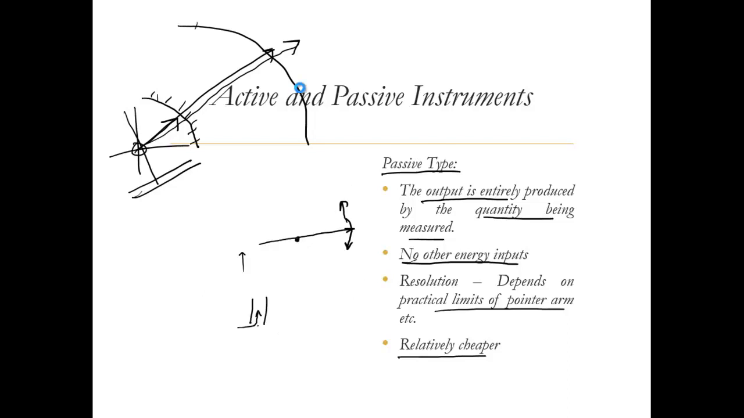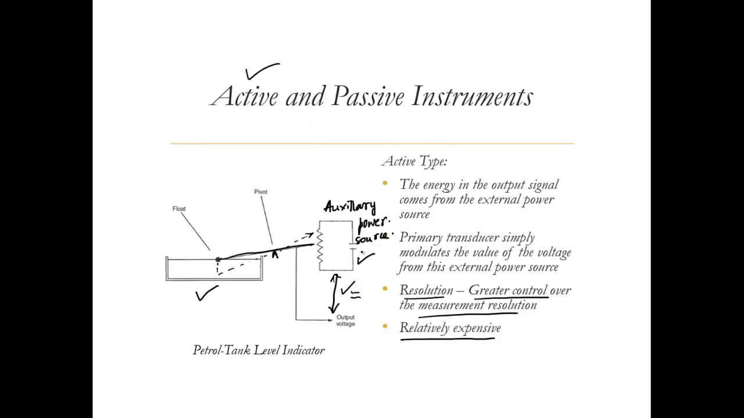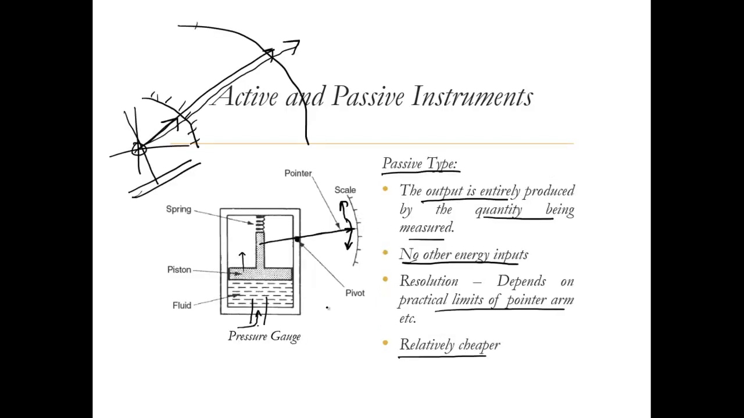But in case of active instruments, we just have to change the resistance, or we have to change the power source here to get a good resolution. So that's why active instruments could be really preferred where resolutions are very important. But if the resolution can be compromised, then the passive one would be preferred because of it being relatively cheaper.